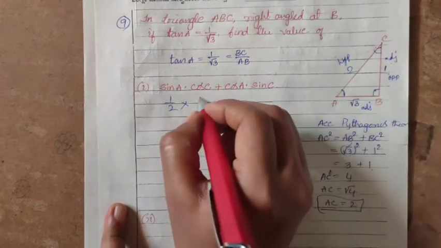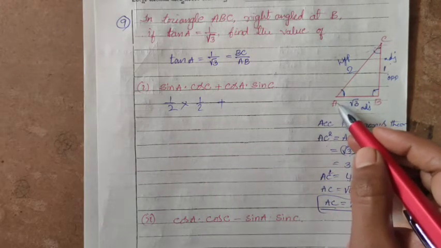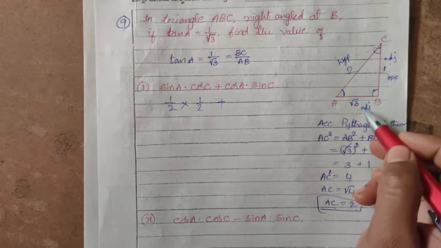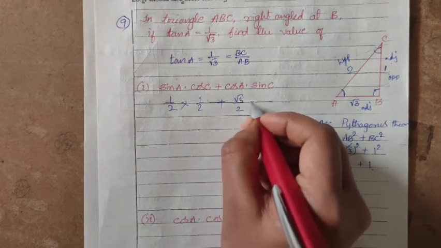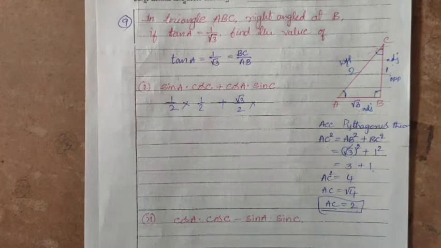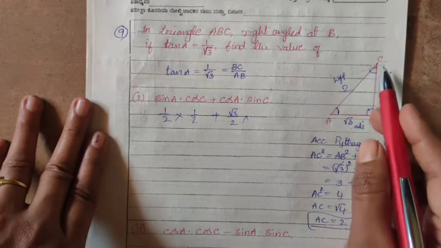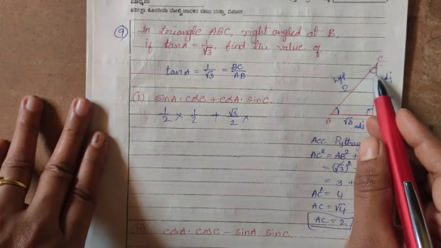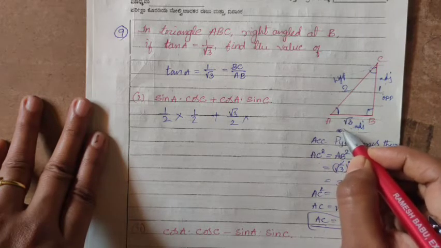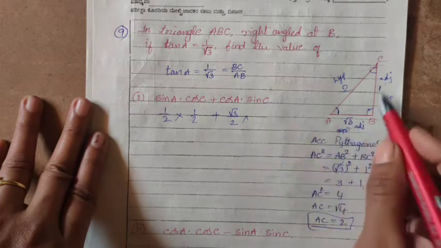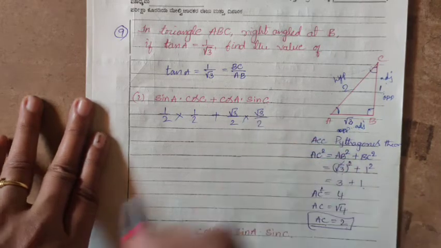Then also 1 by 2 plus cos A. When coming to the angle A, cos A is nothing but adjacent side divided by hypotenuse, that is root 3 divided by 2. And sin C is opposite divided by hypotenuse. When we take angle C, the opposite side is AB. So sin C is opposite divided by hypotenuse, that is also root 3 by 2.